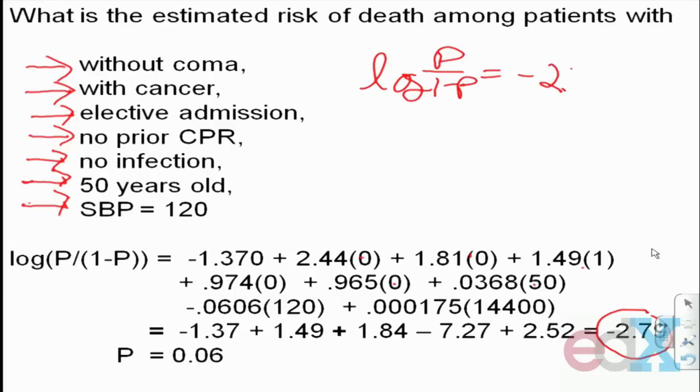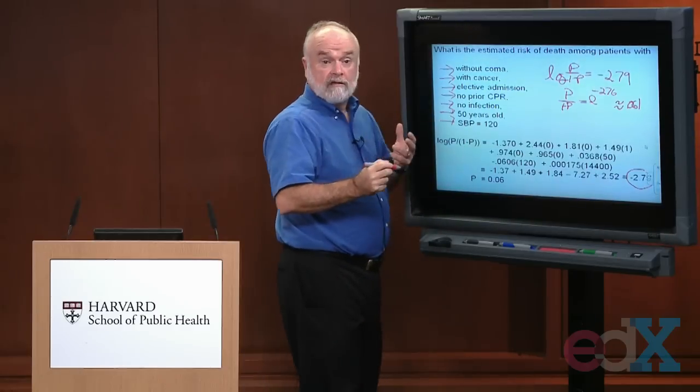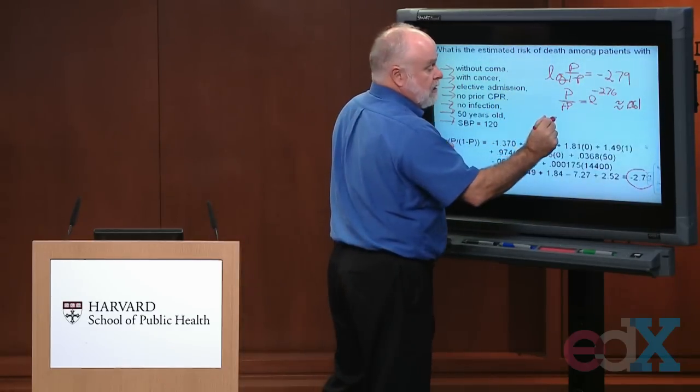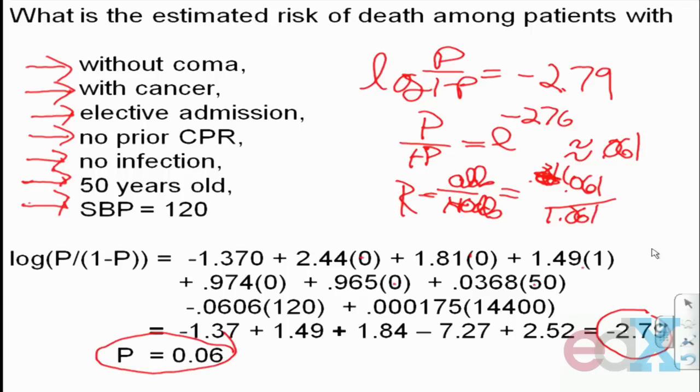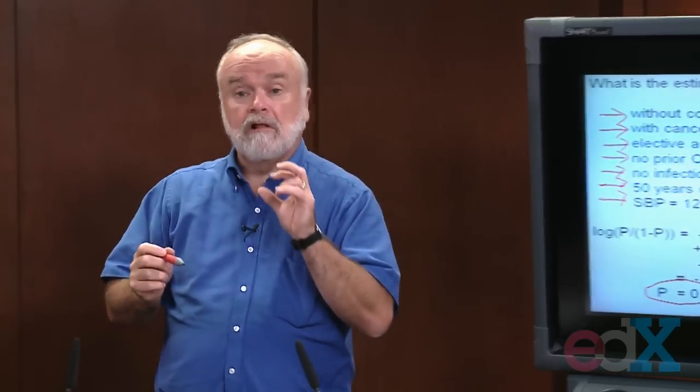That means if the log odds is minus 2.79, that means the odds is e to the minus 2.79. That's about 0.061 or something like that. That means your risk. Remember, the relationship between risks and odds is risk is equal to odds over 1 plus odds. So it would be 0.061 divided by 1.061. If you do the arithmetic, that to 2 decimal places would give you the risk of 0.06.